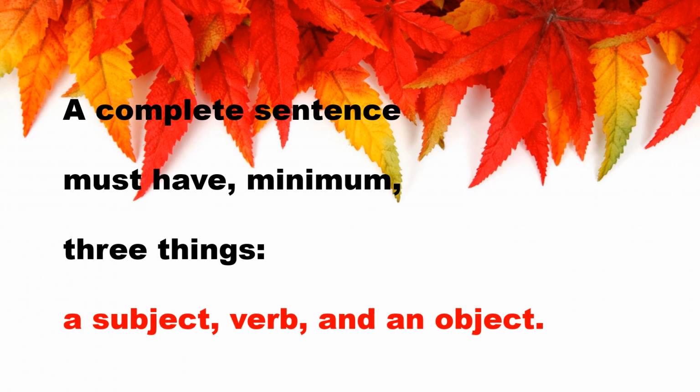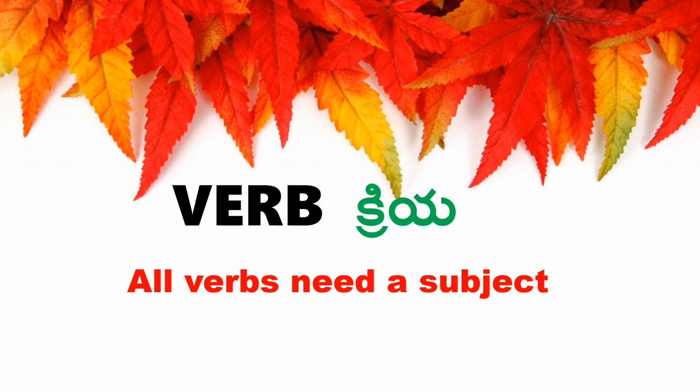Now that we understand about the subject clearly, we should know that a complete sentence has a minimum of three things. One is the subject, two the verb, and three an object. So now, with the understanding of the subject, let us go to learn about the verb. Verb means kriya. Without a verb, we cannot understand the action done by the subject. So, all verbs need a subject. Let us go into details.